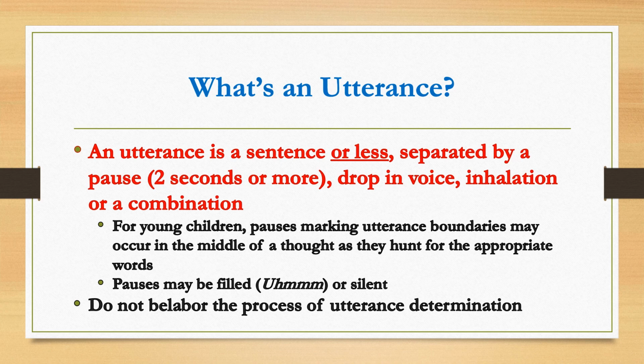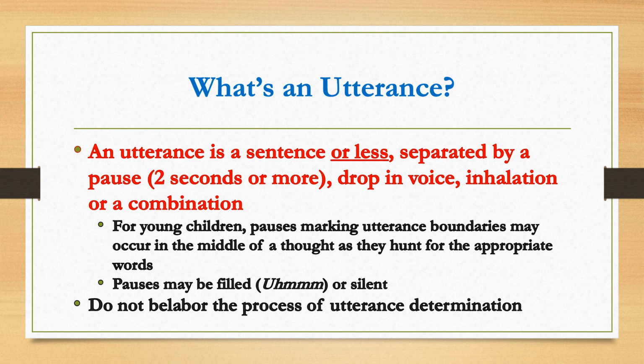For SUGAR, we use the idea that an utterance is a sentence or less, separated by a pause of 2 seconds or more, a drop in voice, inhalation, or any combination of those. For young children or children who might have a language impairment, pauses marking utterance boundaries might occur in the middle of a thought as they're trying to figure out what they want to say. Those pauses could be filled, or they might be silent. In other words, an utterance might be an abandoned utterance, an incomplete thought. It may not be an entire sentence.